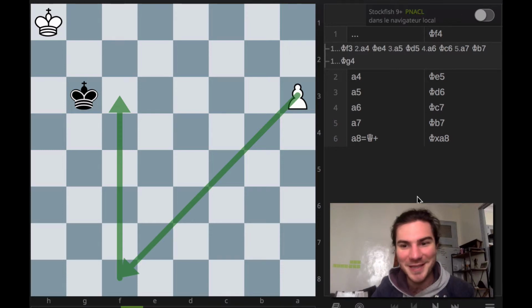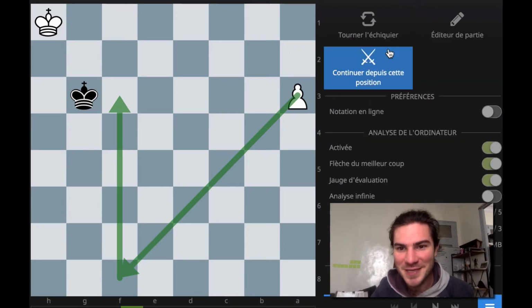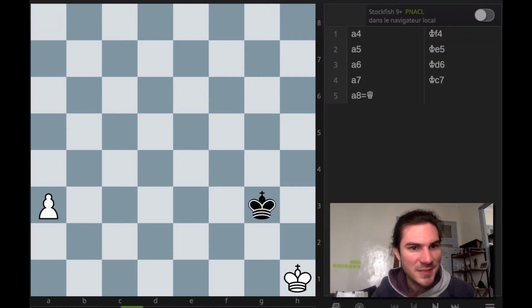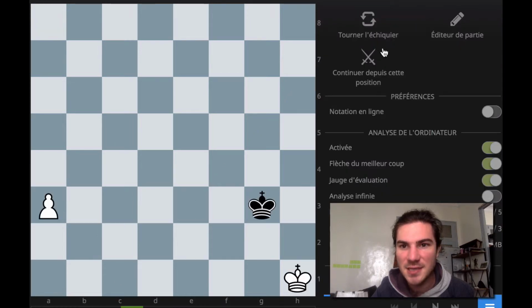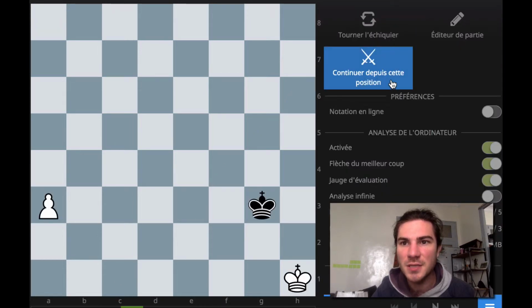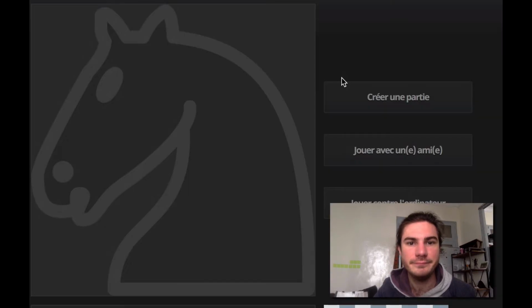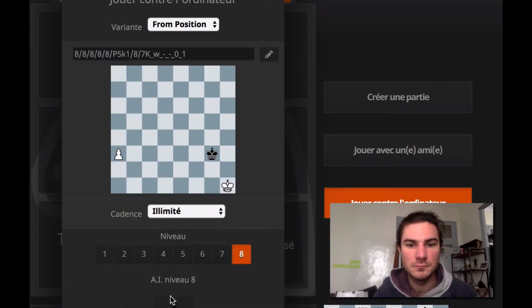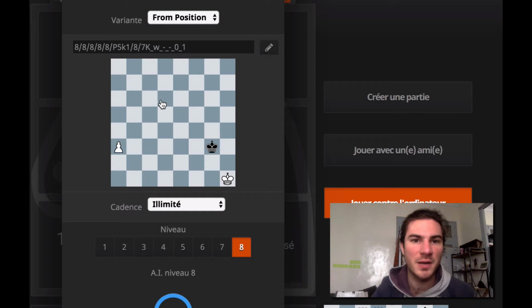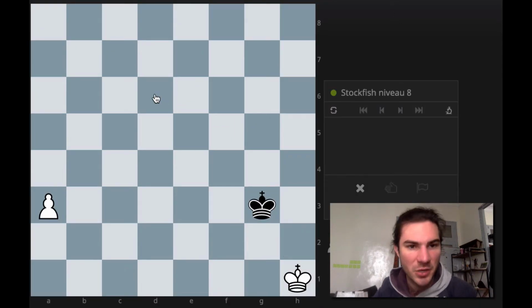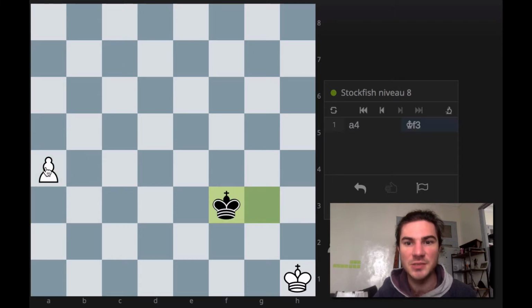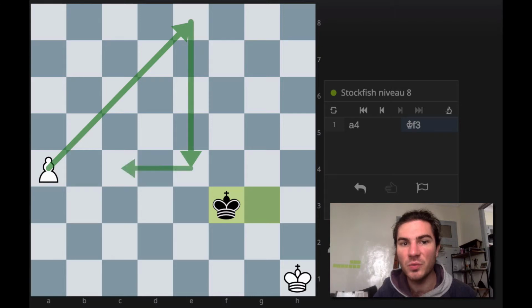Let's see what that looks like in practice, shall we? Let's play this position against the computer. And it doesn't matter what I'm going to do. I have no ego at stake here. So we're going to play against Stockfish. I have the white pieces, and we know that I'm going to win this position.